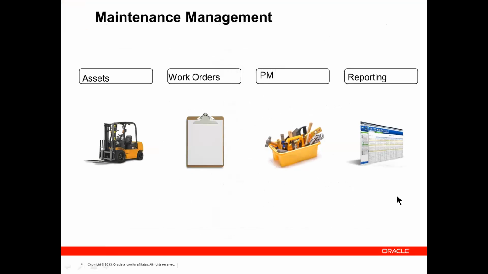eAM is divided into 4 major groups: assets, work orders, preventative maintenance, and reporting. Let's take a look at the software.